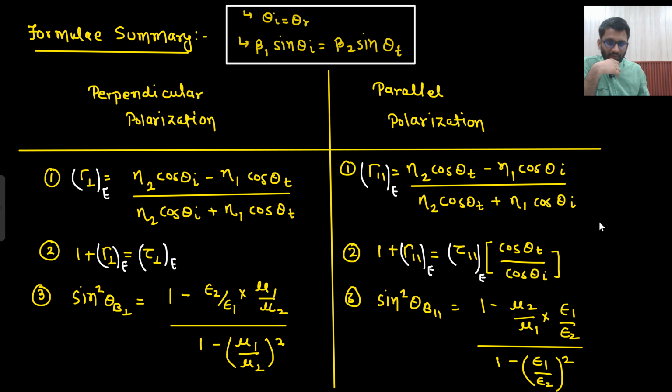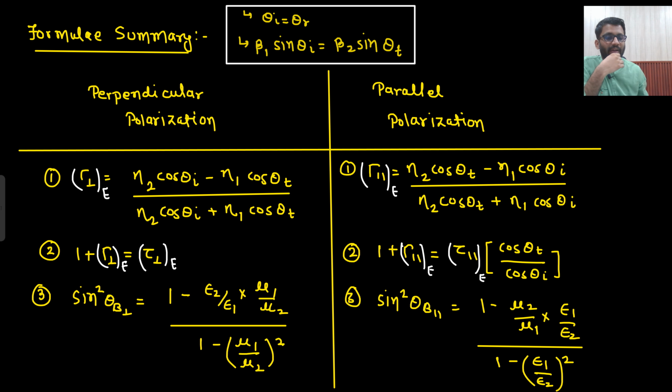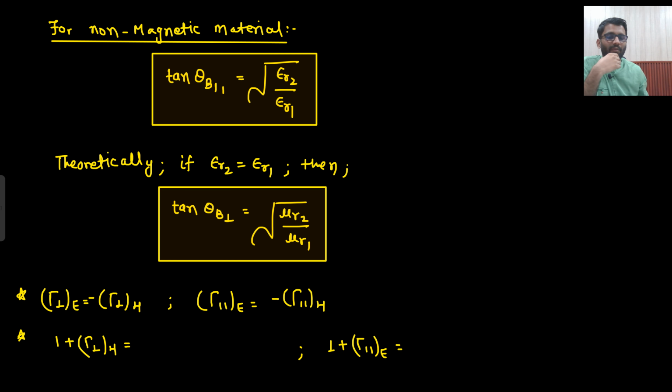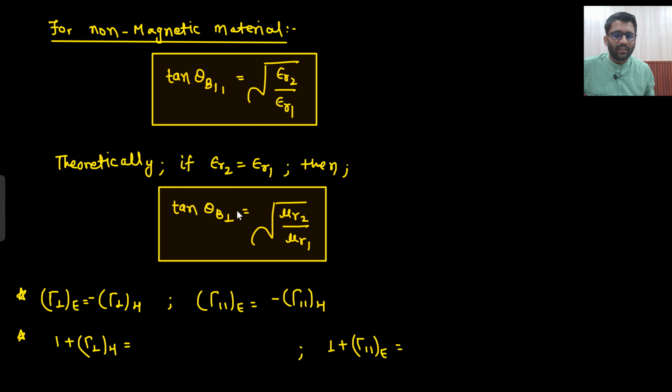Okay. Now, these were the formula for electric field, but what if they ask the formula for magnetic field? So, how will you write down the formula for magnetic field? That we will write down, but first you see these formula for non-magnetic material. This is the theta b parallel. What is that? Under root epsilon r2 divided by epsilon r1, and theoretically, if epsilon r2 is equal to epsilon r1, then theta b perpendicular will also be this. What I mean to say is that if epsilon r2 is equal to epsilon r1, then theta b perpendicular can also be written like this.